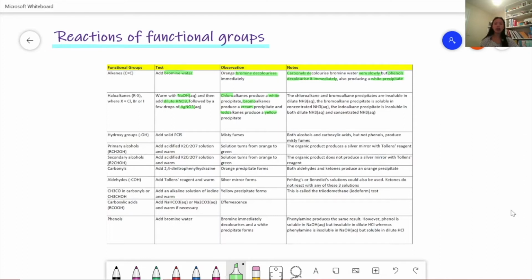And a note is that the chloroalkane precipitate is insoluble in dilute ammonia, whereas the bromoalkane precipitate is soluble in concentrated ammonia, and the iodoalkane precipitate is insoluble in both dilute and concentrated ammonia. Then looking at hydroxy groups, which are just OH groups attached to different compounds, what we do is add solid PCl5, and we should see some misty fumes if there are hydroxy groups present. And both alcohols and carboxylic acids will produce misty fumes, but phenols won't.